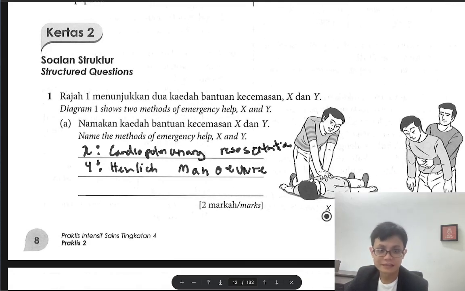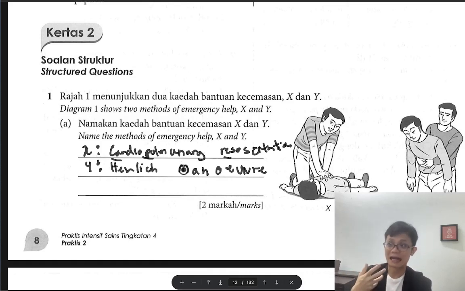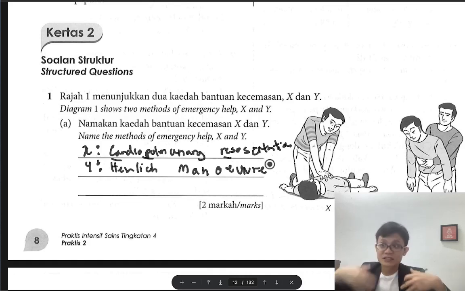So of course for X is CPR, which is cardiopulmonary resuscitation, and the Heimlich manoeuvre. Cardiopulmonary actually relates to the heart. And resuscitation, if you know the English word, to resuscitate means to give back breathing, to make it breathe, to make the air flow.